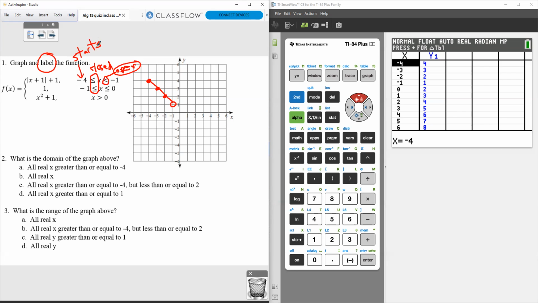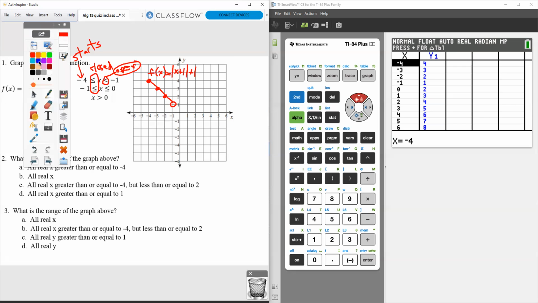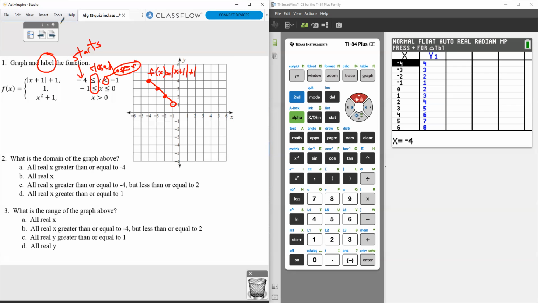And now we need to label our graph as well. F of x equals the absolute value of x plus 1, plus 1. So there's our first part. For the second part of our graph, I'm going to switch colors so it's a little bit easier to see. It says f of x equals 1.